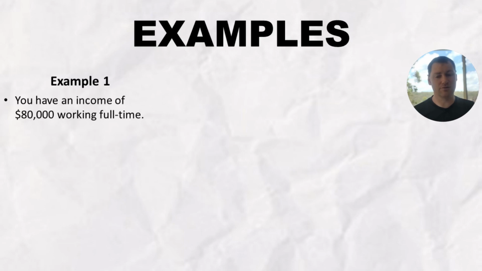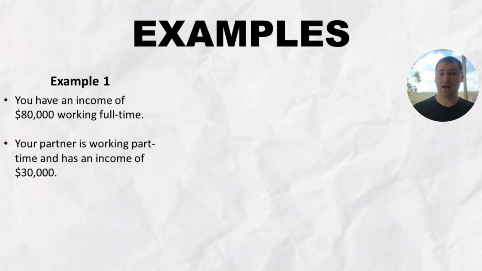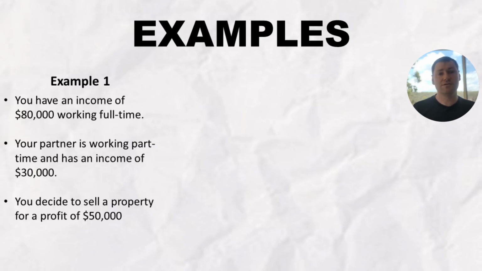Now let's take a look at some examples on the 4 types of structures when it comes to maximizing tax and the implications behind it. Example number 1, let's say that you have an income of $80,000 working full-time throughout the year, and your partner is working part-time earning $30,000. You decide to sell one of your assets, and the property asset itself makes a profit of $50,000. What does this look like?